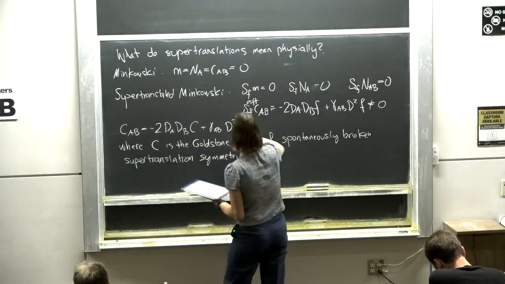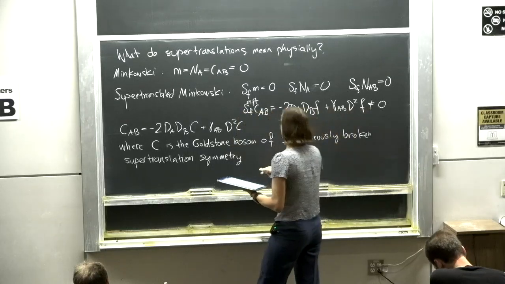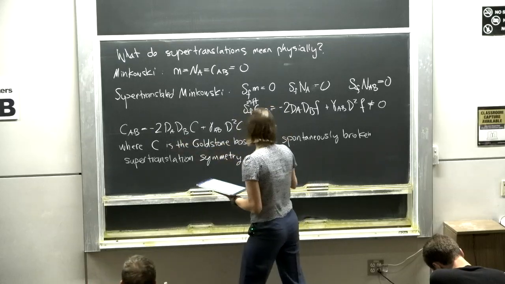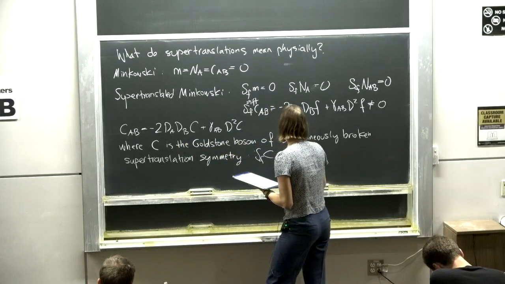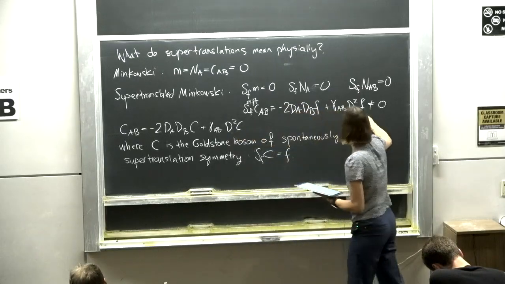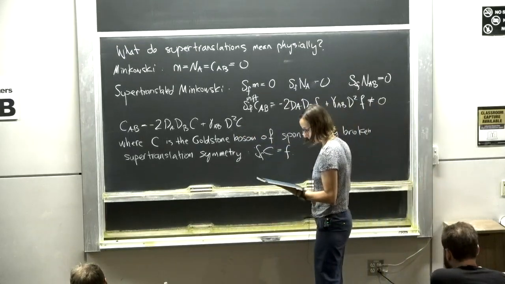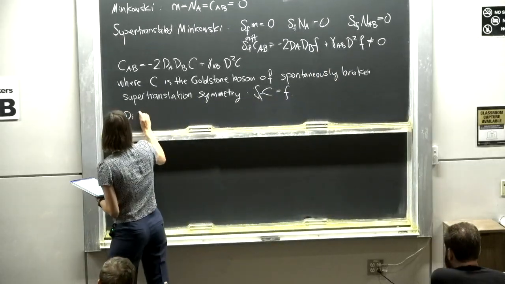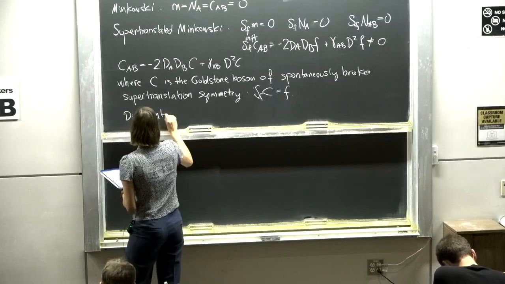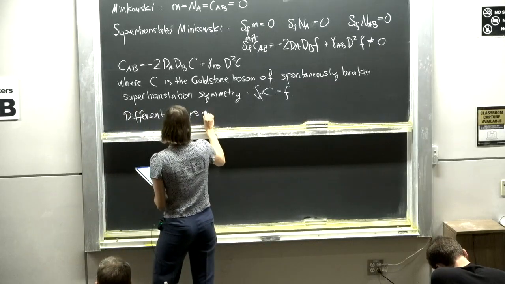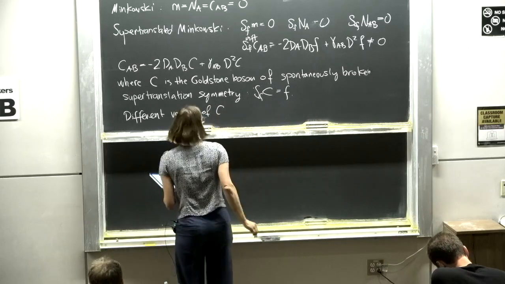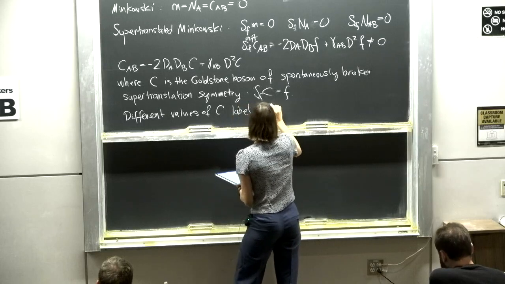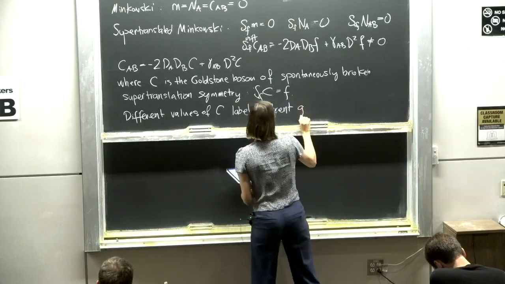And if you compare this form of C_AB with this form over here, you will find that the variation of this c, the Goldstone boson, is just given by f. So if you just compare. And if you have different values of c, they label for you different gravitational vacua.